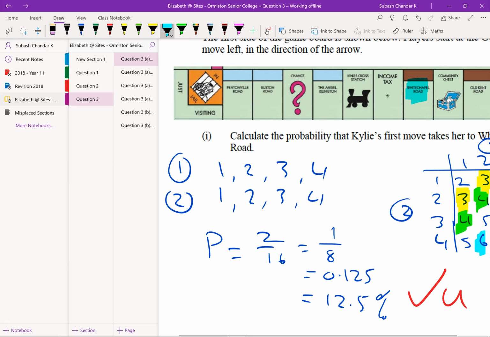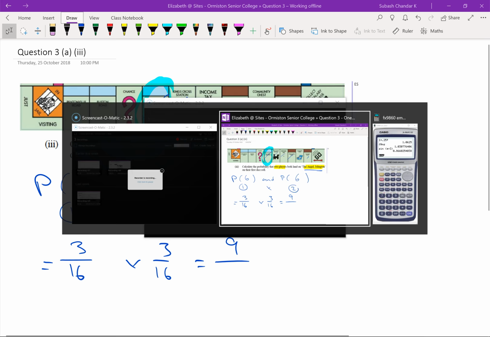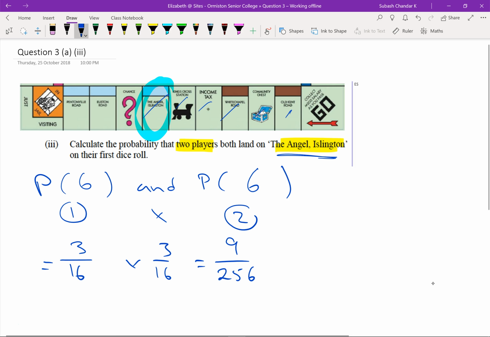So I can jump back to here. So that's going to mean my probability is 3 out of 16 times 3 out of 16. And 3 threes are 9, and 16 times 16 gives me 256, and I'm just going to check. I don't think 9 over 256 simplifies, but I will just double check. No, it doesn't. Good. Right, so we're going to do that as 9 over 256, or turn it to a decimal, or a percentage. All good.